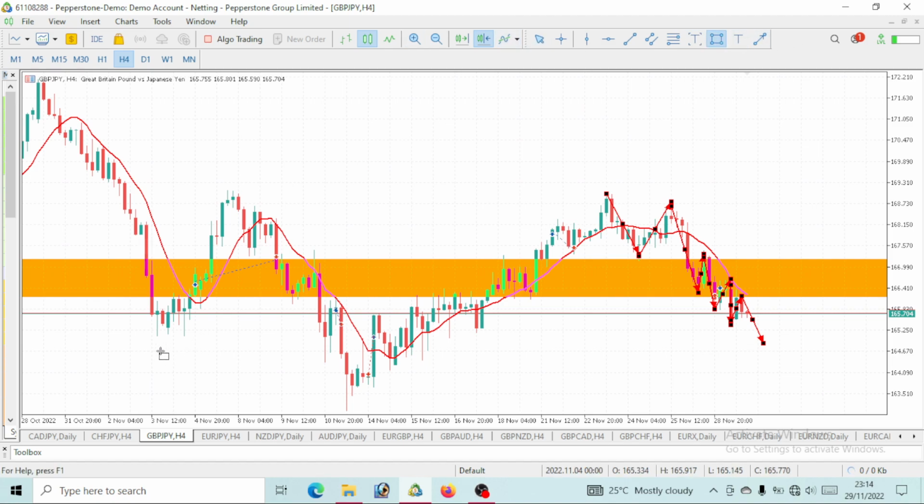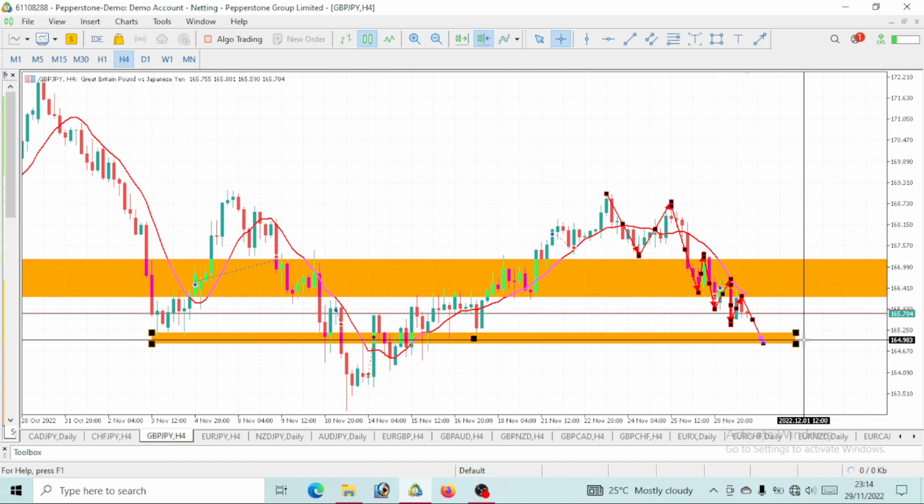At least we should be able to take out this level, which I strongly believe we'll be able to do. We should also take out a level of 164. So watch out for a level of 164. Watch out for this price to drop to a level of 164. After that, a pullback should be made on GBPJPY. Then our price should drop further down.